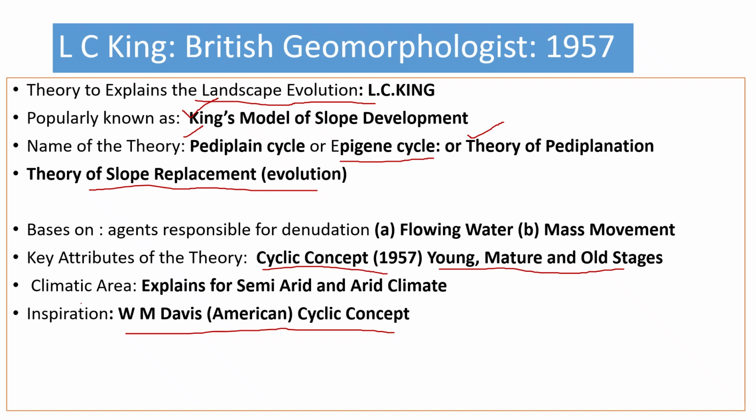L.C. King proposed his study for arid to semi-arid climatic conditions. For the denudation process, he included two important attributes as a source of energy, that is flowing water and mass wasting.